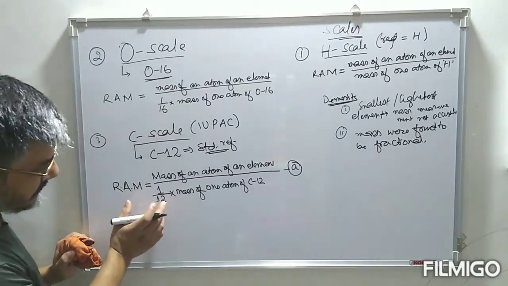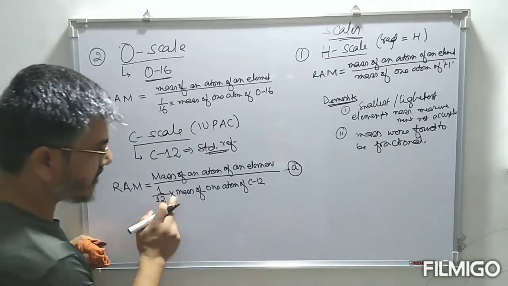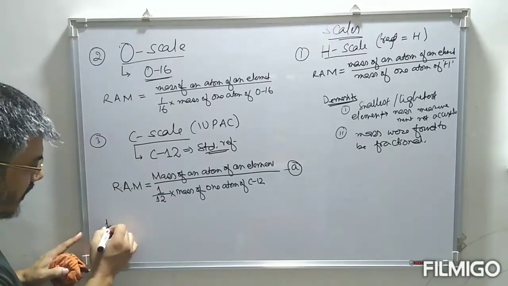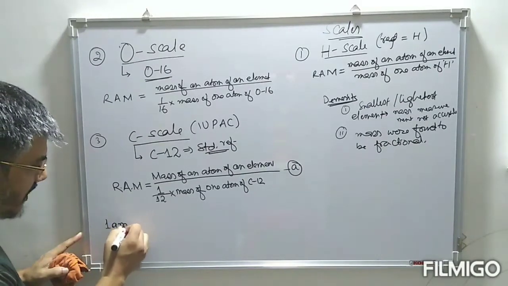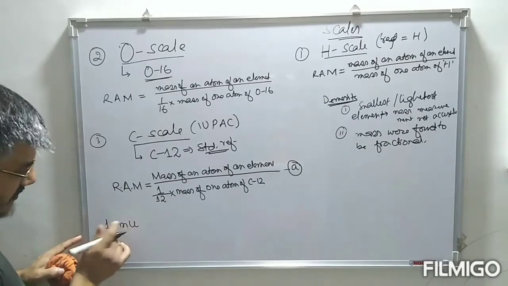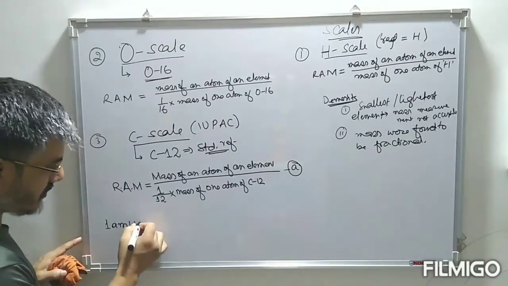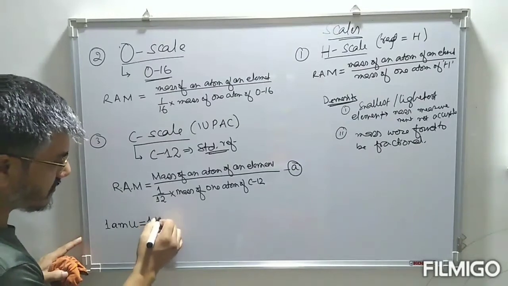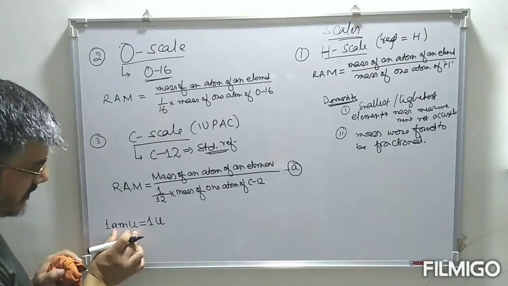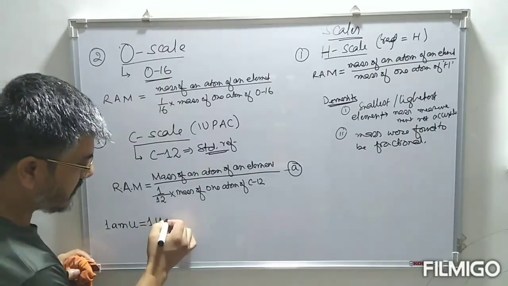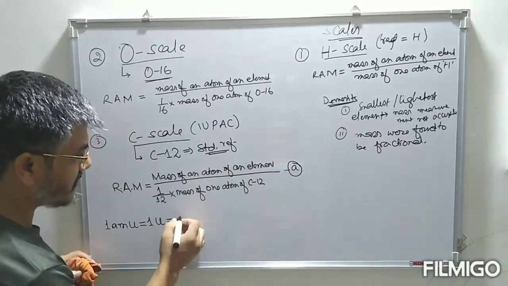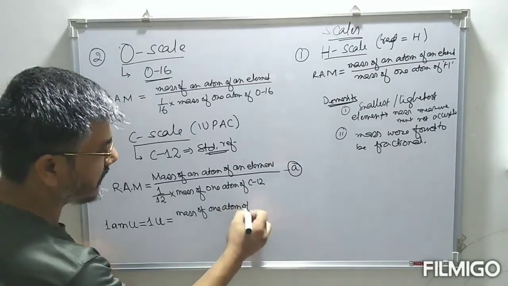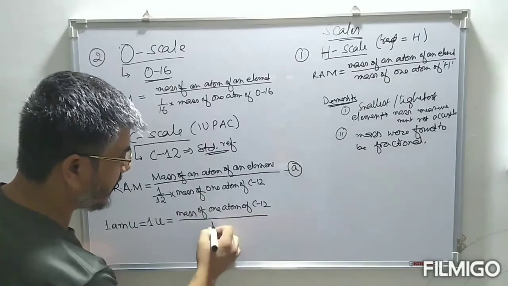Now look at this, we have a term here, 1/12 times the mass of one atom of carbon 12. This term is defined as 1 atomic mass unit. Earlier we used atomic mass unit. Now the latest IUPAC convention says this atomic mass unit should be replaced by unified mass, U. So one atomic mass unit or one unified mass is nothing but the mass of one atom of carbon 12 divided by 12.